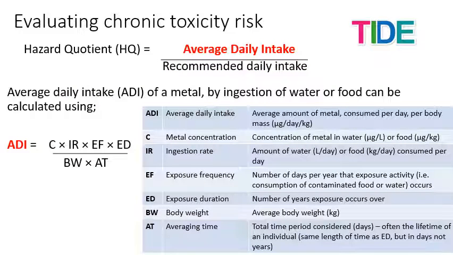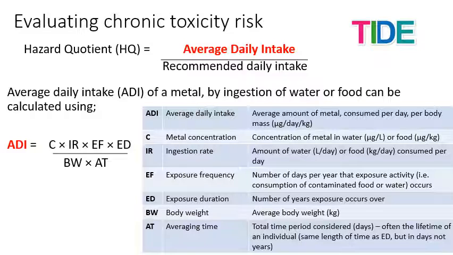The average daily intake of metals by a group of people by ingestion, so either by eating food or drinking water, can be estimated using this equation shown here, developed by the US Environmental Protection Agency. Similar equations, slightly modified in form, can be used to assess average daily intake of metals via inhalation and dermal absorption exposure routes.